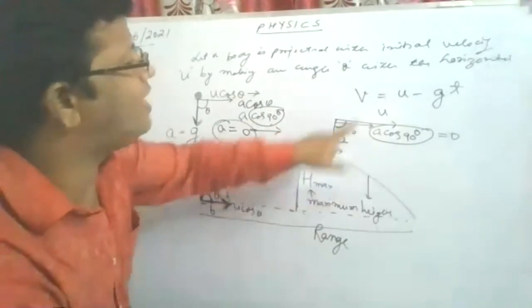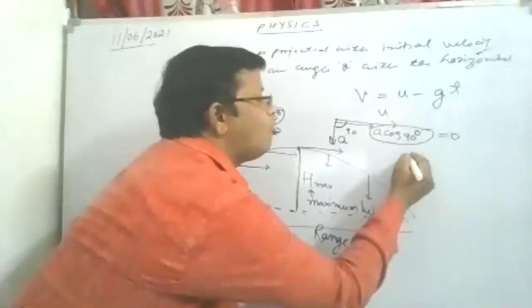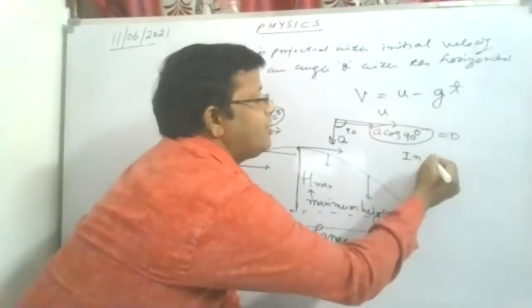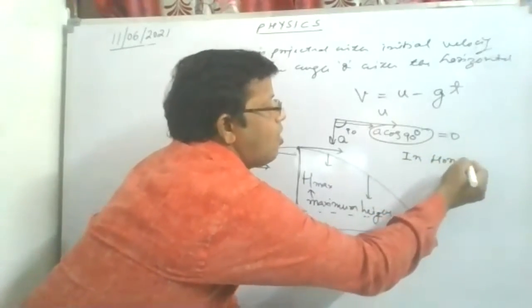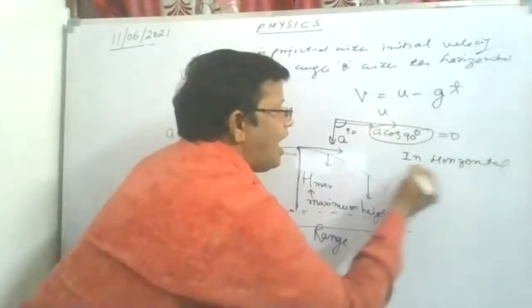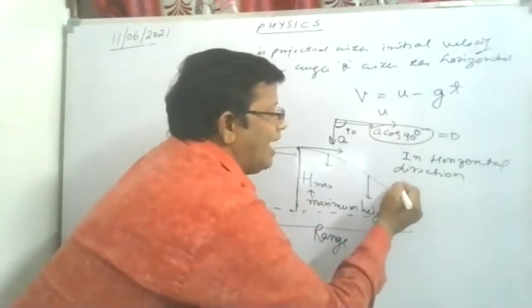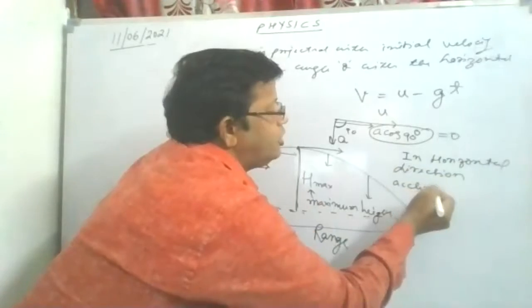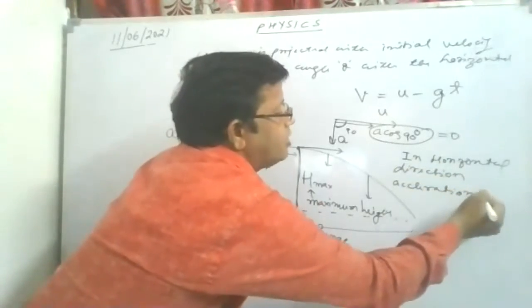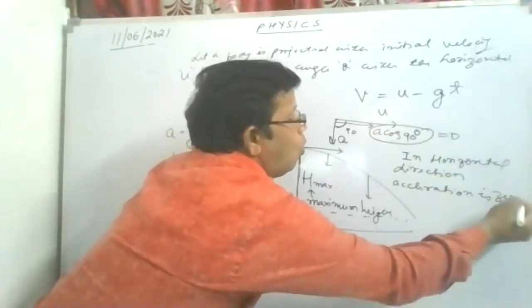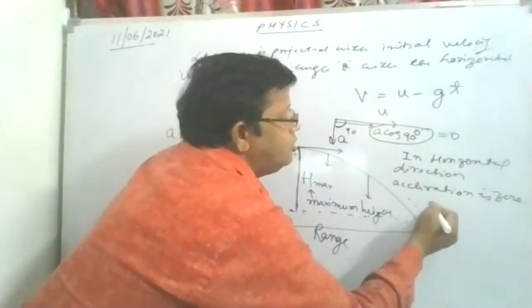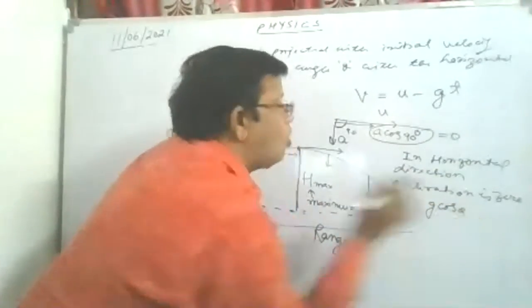In horizontal direction, better write down, in horizontal direction acceleration is 0. Why? Since g cos 90 is 0.